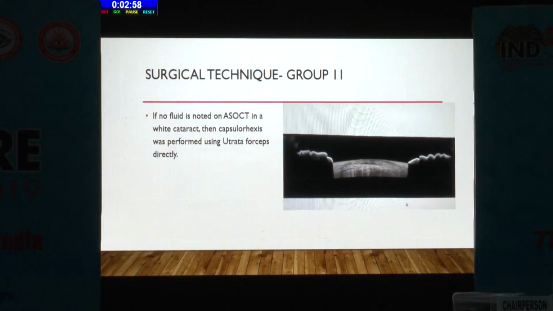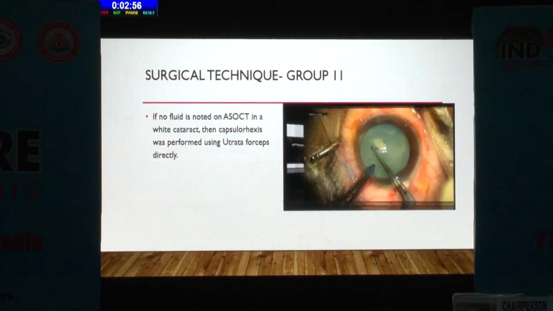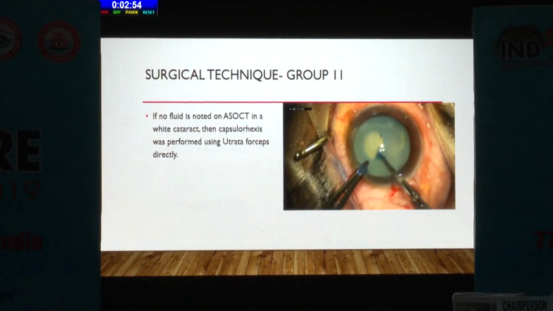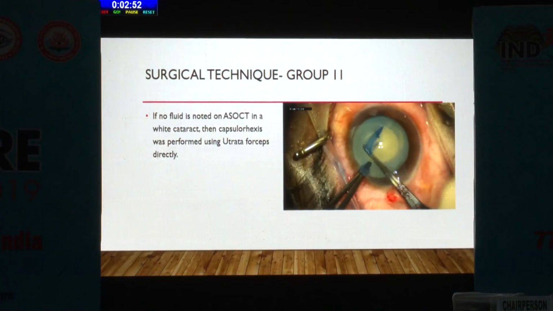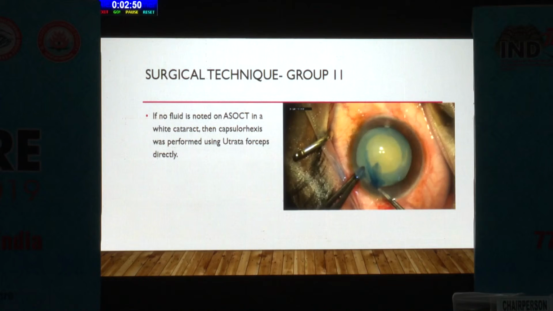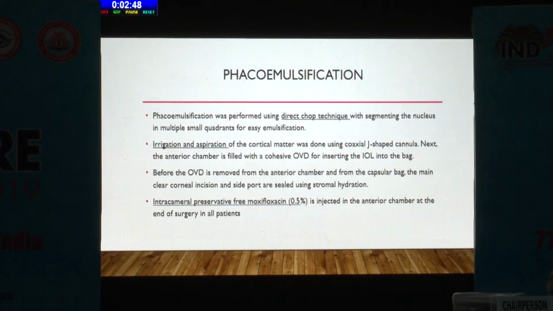In the second group, we had no fluid on the OCT, so we directly went in and did the capsulorhexis with the utrata forceps. So this changes a lot of perspective on how to manage it. Phacoemulsification was normal. We used the divide and chop technique. Irrigation aspiration was done using a J-shaped cannula. We used OVD to fill the anterior chamber and while implanting the IOL. And we used intracameral moxifloxacin in all our cases at the end of the surgery.